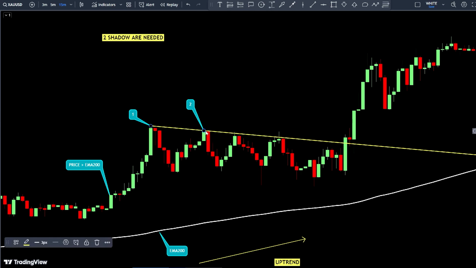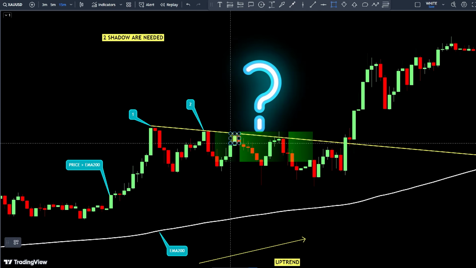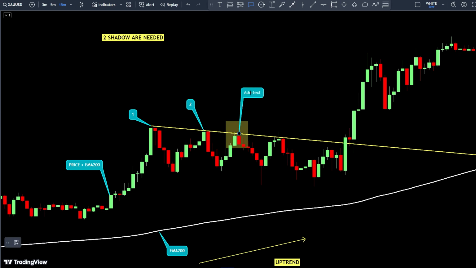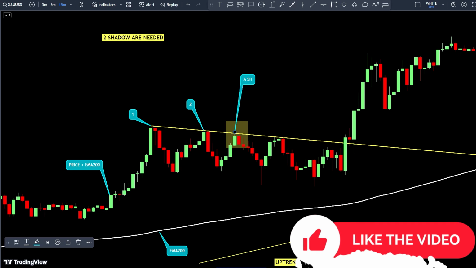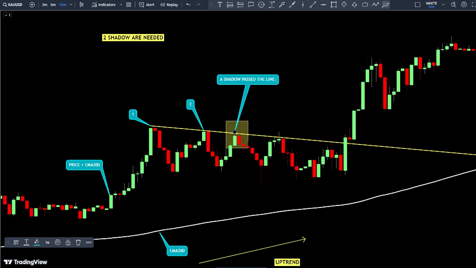Sometimes the price might touch or even poke slightly above our trend line with a shadow. It's tempting to think this is a breakout, but it's not. We need a candle body to close above the line for it to be a valid breakout. If the price only touches the trend line with a shadow and then pulls back, we need to adjust our trend line. We move the second point of the trend line to the high of this new shadow.